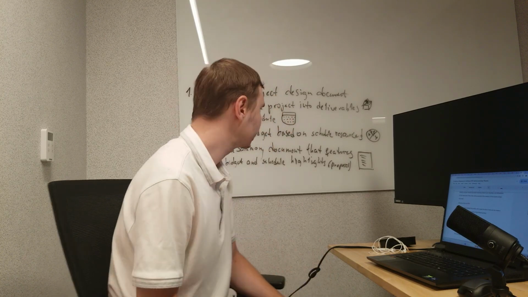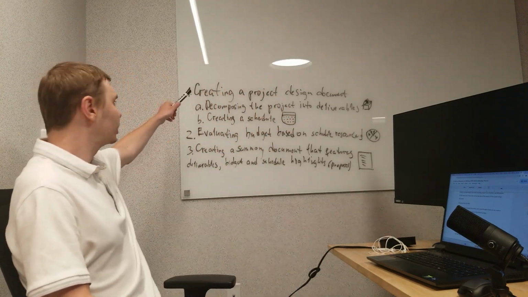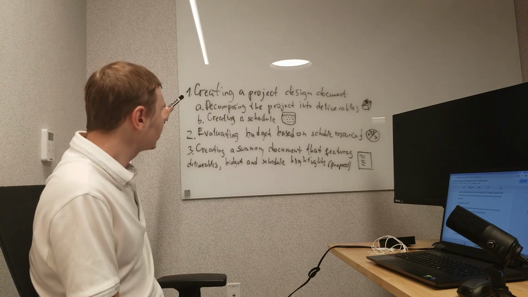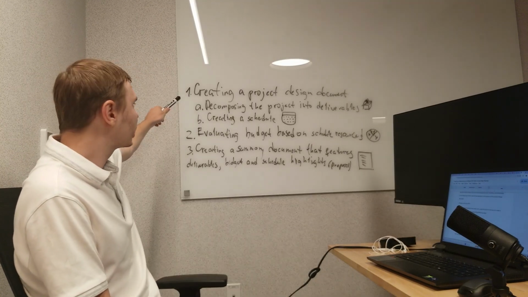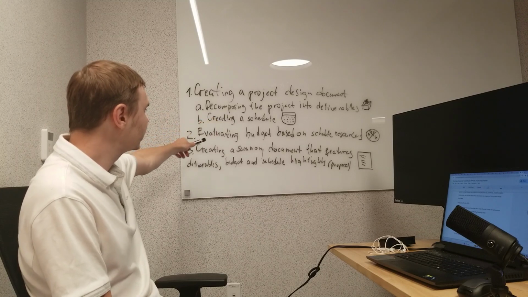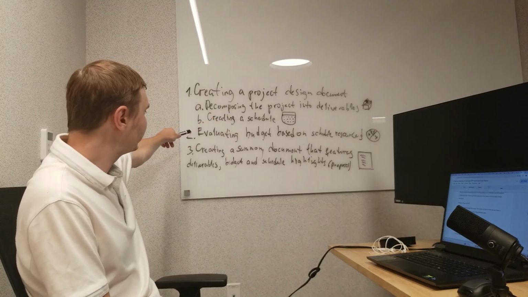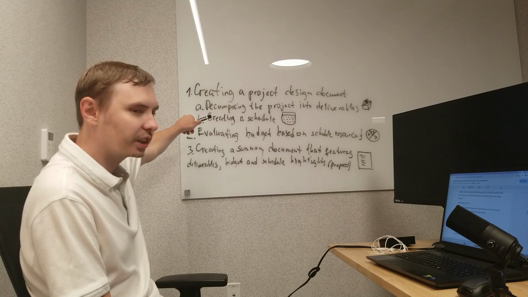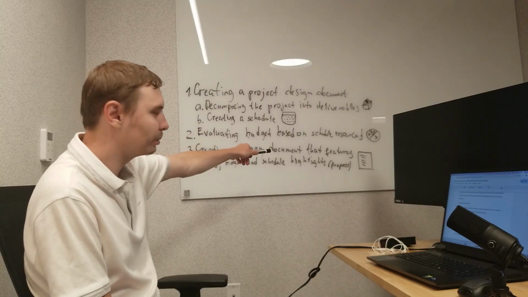Now that we have reviewed the project, let's create a plan of how we're going to create the proposal for that RFP. It will basically consist of the following steps: creating a project design document, decomposing the project into deliverables, creating a schedule, evaluating the budget based on schedule and resources, and creating a summary document that features deliverables, budget, and schedule highlights. That will basically be the proposal document.